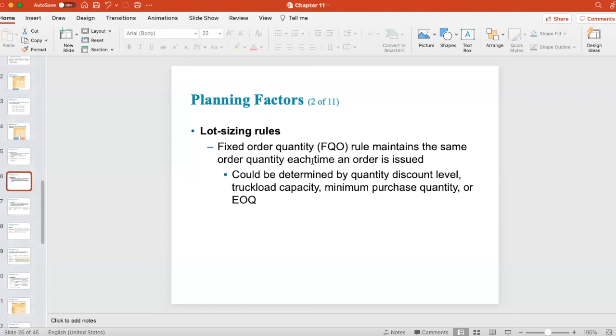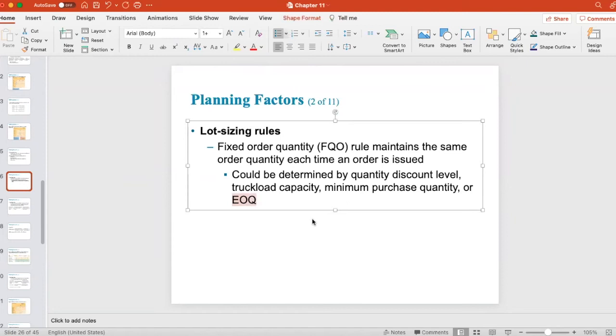Here, within the MRP system, we still need to take care of the lot sizing rule. First of all, if we use the fixed order quantity rule, each time we order, we order a fixed amount. The specific fixed amount can be determined by either the quantity discount level, the truckload capacity, the minimum purchase quantity, or EOQ, the economic order quantity, which we already talked about how to calculate. So you can determine it by all these different factors.